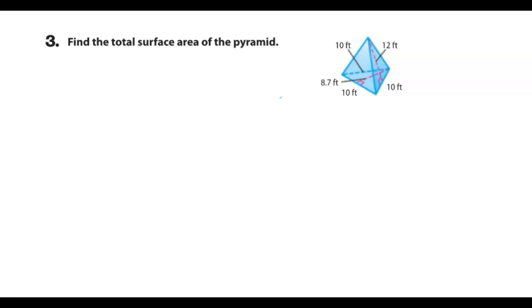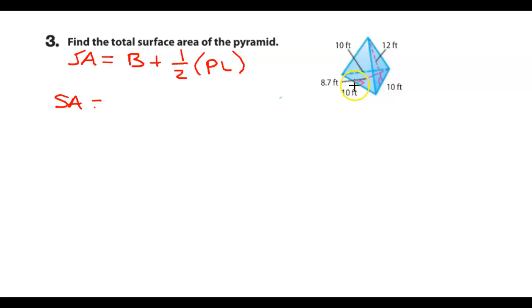Okay, number 3, kind of tricky here, so see if you guys can follow along. Let's start off with the formula. It's just going to make it easier. So the surface area is going to be the base plus 1/2 the perimeter times the length. Okay, so the surface area is going to be the base of the triangle. Hopefully you recall that the area of a triangle is 1/2 base times the height.